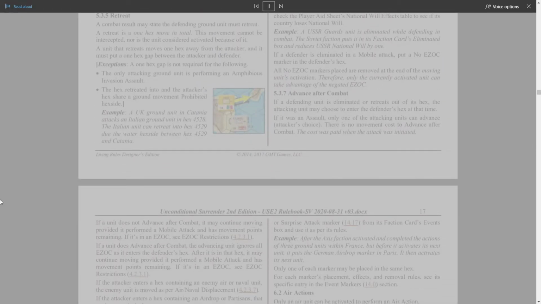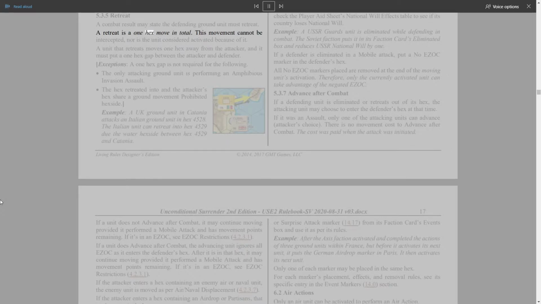Example, a German infantry is in Cherbourg, and another is in hex 3111. A USA ground unit invades hex 3010. If it attacks the German unit in Cherbourg, the Western faction can apply the naval support DM. If it attacks the German unit in 3111, it cannot apply the naval support DM since it is not a coastal hex. 5.3.5 Retreat. A combat result may state the defending ground unit must retreat.